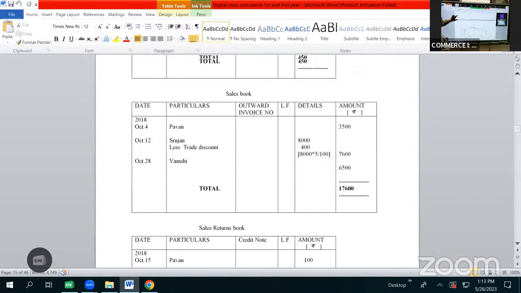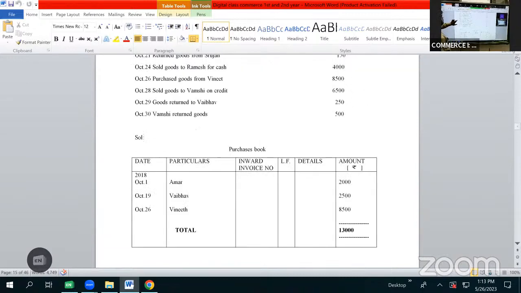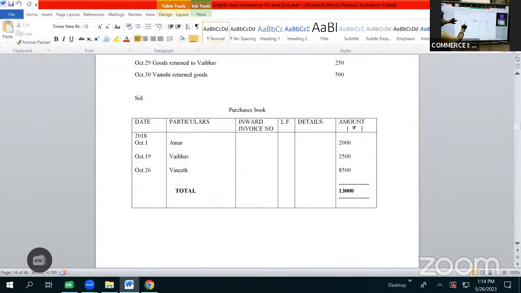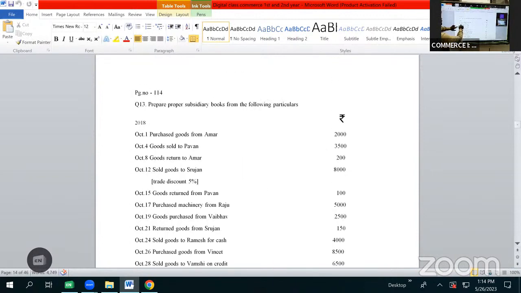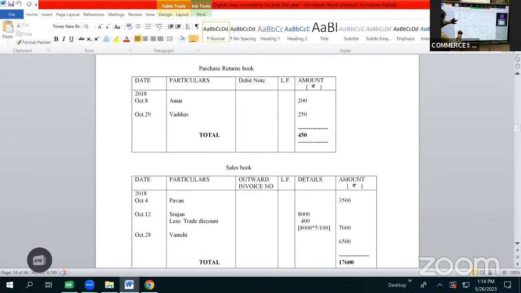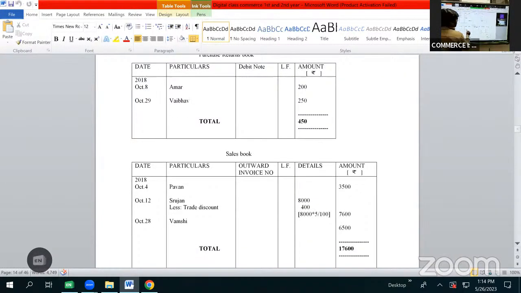Now let us start the problem. October 1st, purchased goods from Amar 2000 rupees. So it is a transaction of purchases which will be shown in purchases book as 2018 October 1st. In particulars column we will write Amar, and in amount column we will write 2000 rupees. After October 1st, we have on October 4th, goods sold to Pawan 3500. It is a transaction of sales. So this will be shown in sales book as 2018 October 4.